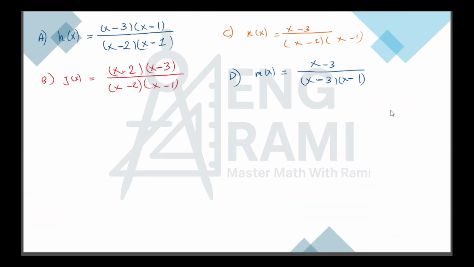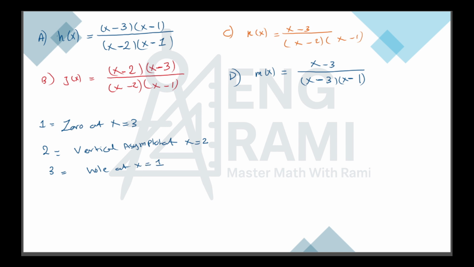So what is required here? First, a zero at x equals 3. Second, a vertical asymptote at x equals 2. And the third requirement is a hole at x equals 1.